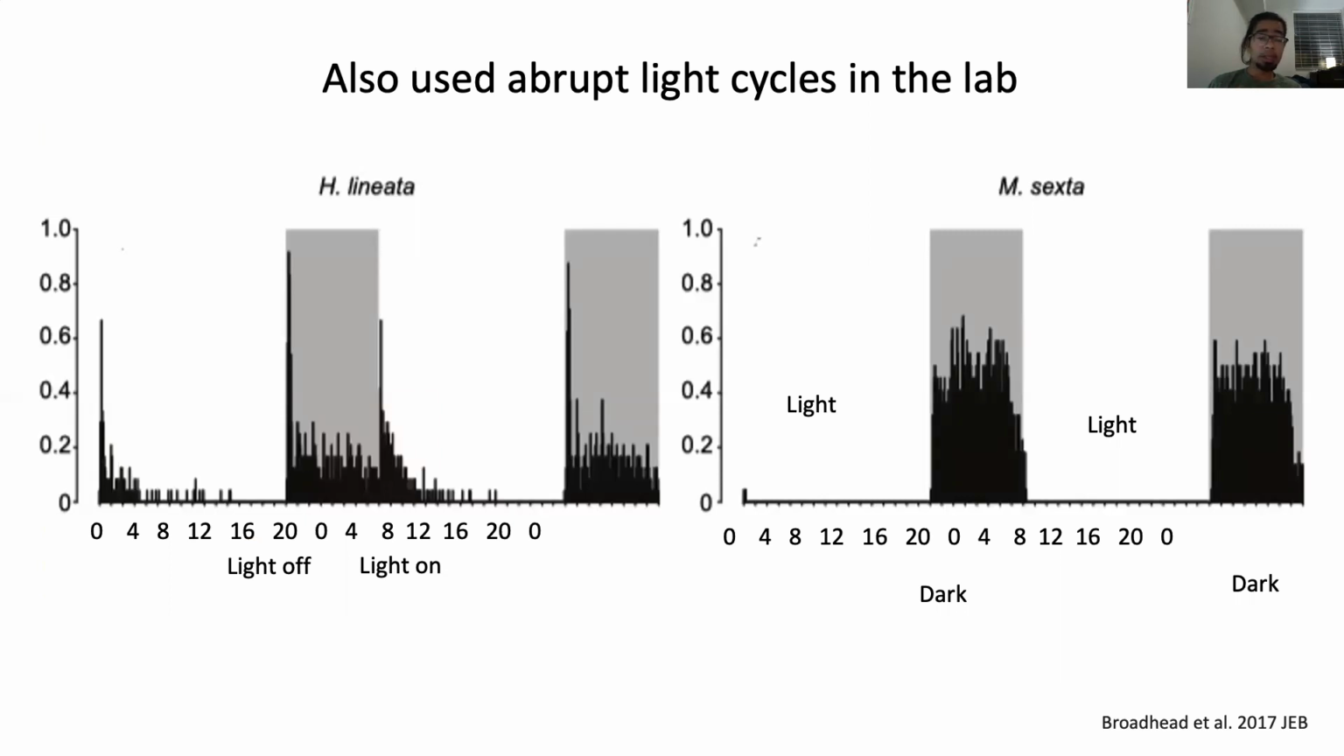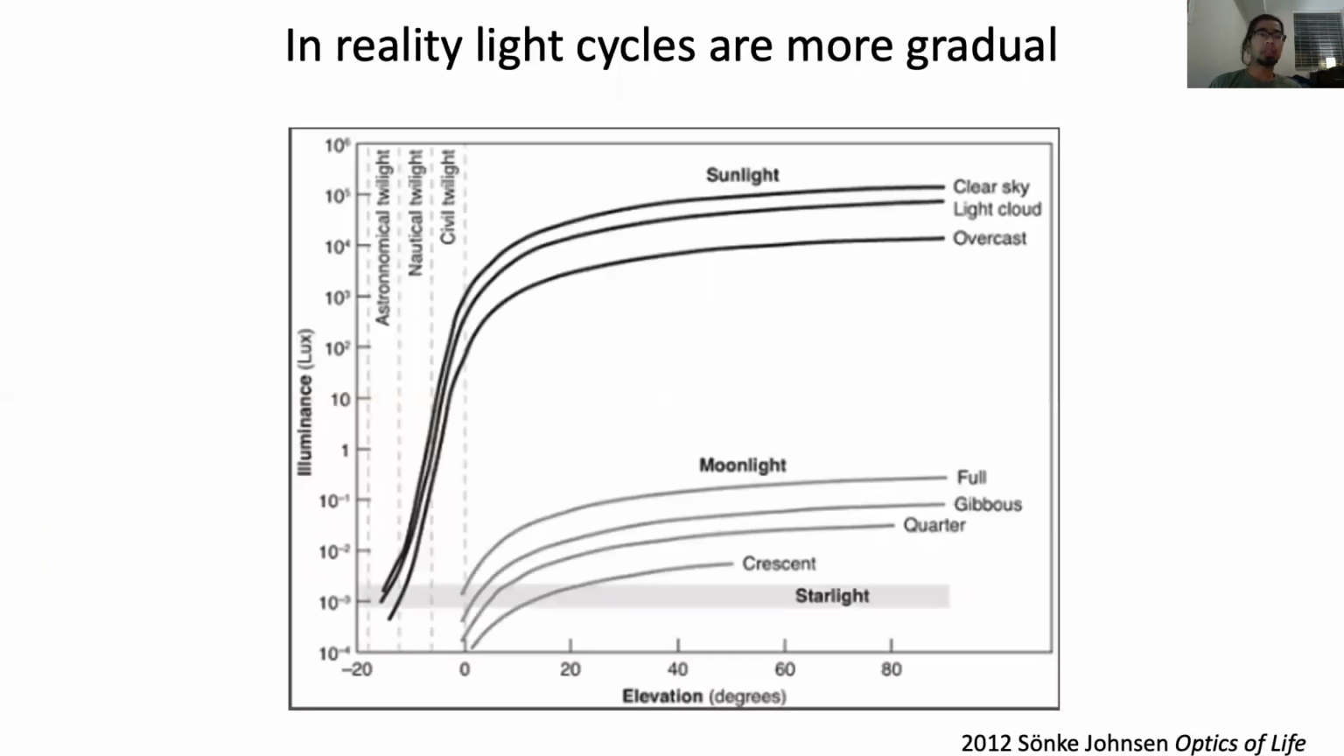But in reality, in nature, light cycles are much more gradual, and especially when many moths start becoming active at dusk and dawn, there's almost a 4 or 5 fold decrease in intensity. So this graph shows how, as the sun or moon goes through the sky at different elevations, how illumination changes. And you can see that as you go from, say, just before sunset, start of twilight, to the end of twilight, you get a really sharp drop in intensity over the course of maybe half an hour to a minute, depending on where you are.